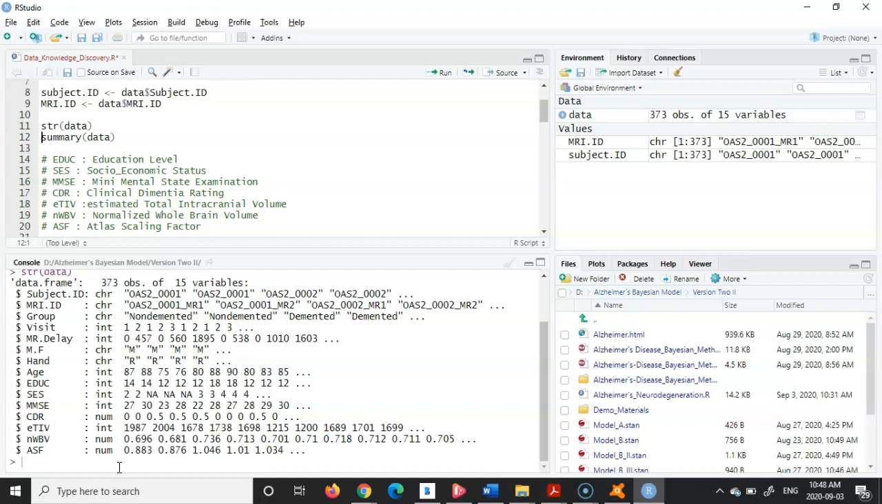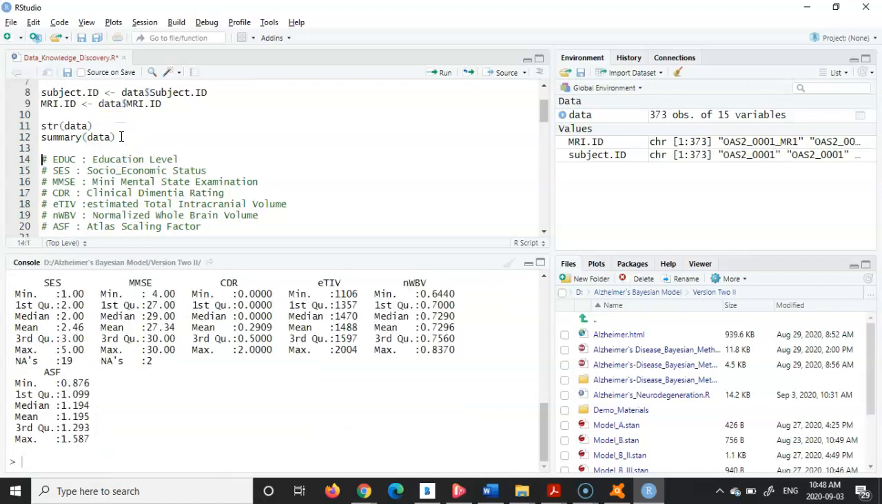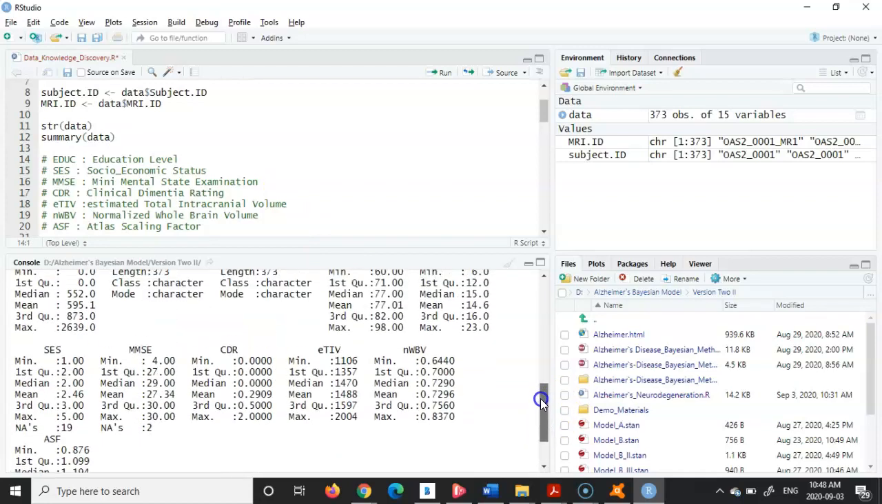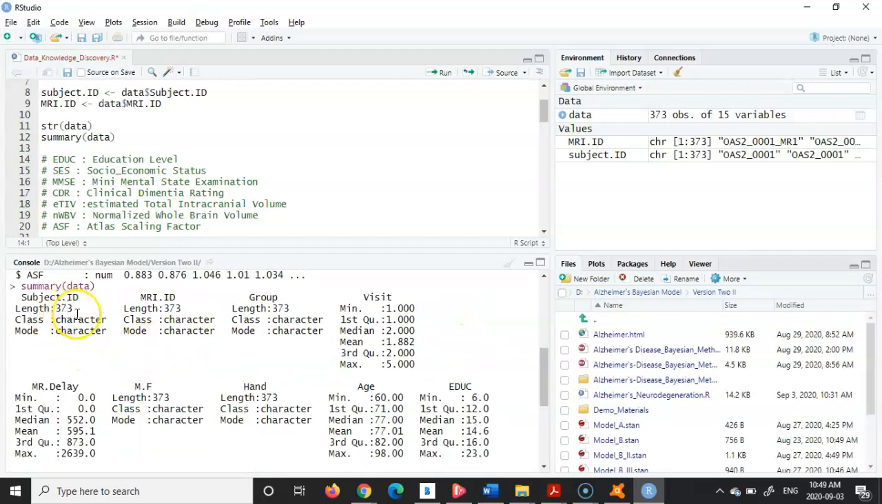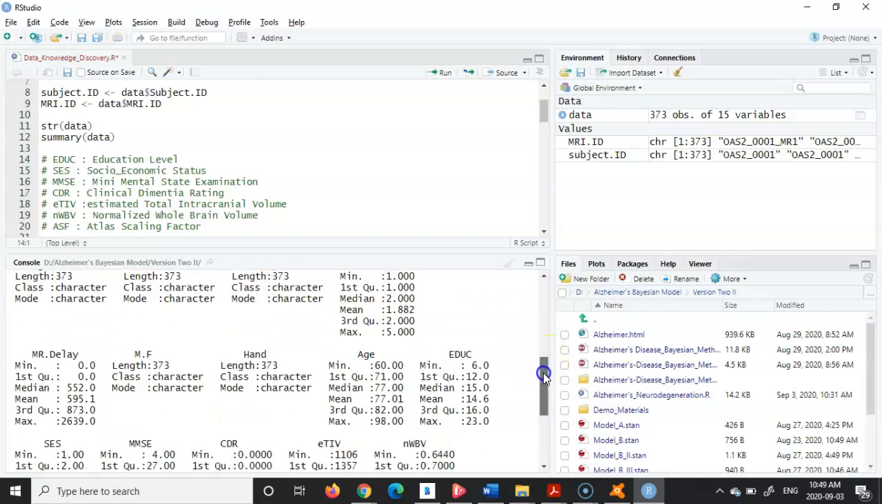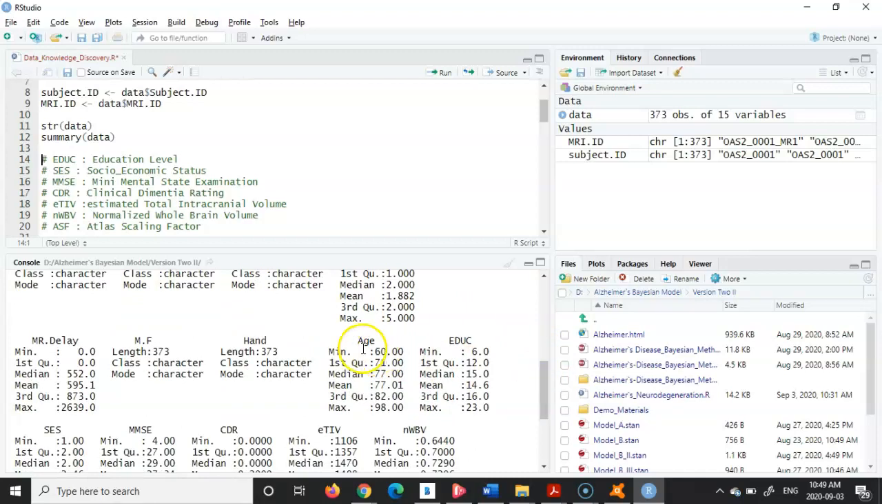And also, we have another command here that needs to be executed. We have the summary of the data. When you run the summary section, you see all the things that you had in your data sets. For example, the subject ID, we had 373 observations. Also, with the age, you see that the minimum age is 60 and the maximum age of the people who went to the clinics for that study is 98. Then our data sets include people aged from 60 to 98 years old.